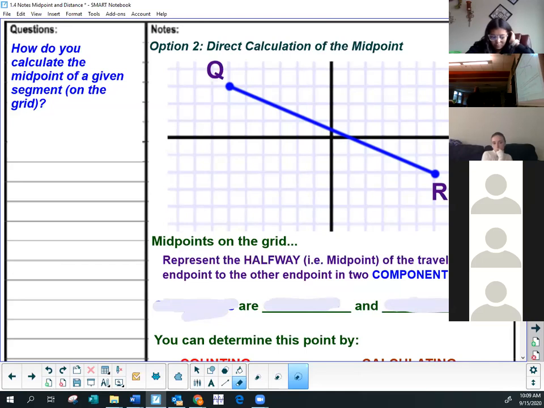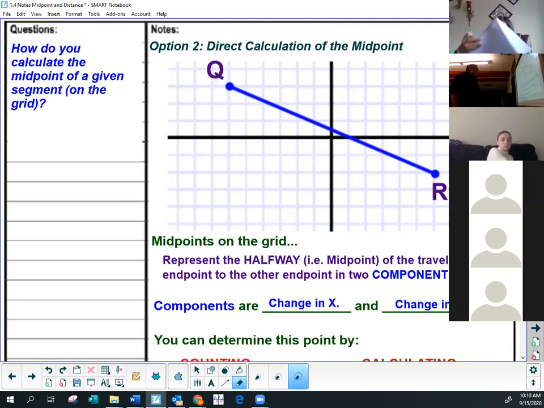And you guys did a wonderful job extracting really what the midpoint is. Okay. The midpoint is nothing more than the halfway point of travel from one endpoint to the other endpoint in the component directions. In other words, the midpoint understands that you can't count or move diagonally on a grid. You can only move left and right and up and down. And so just for the record, that's what I mean by components.